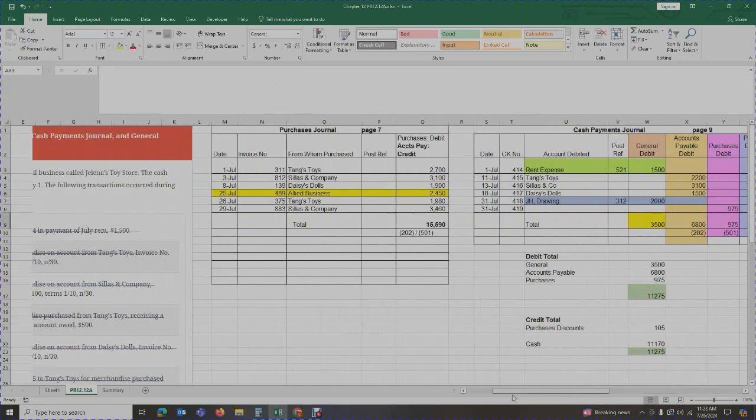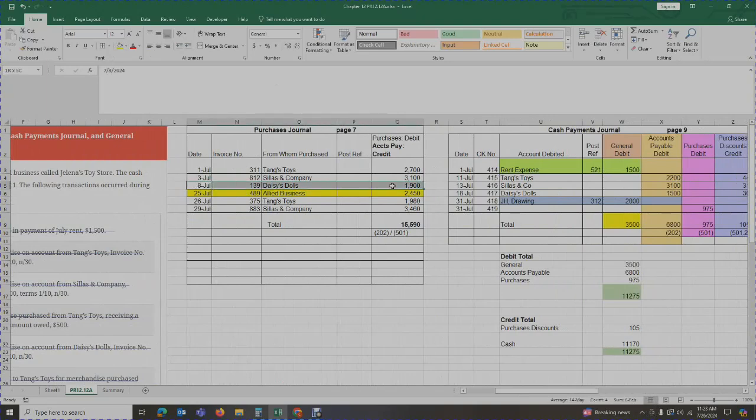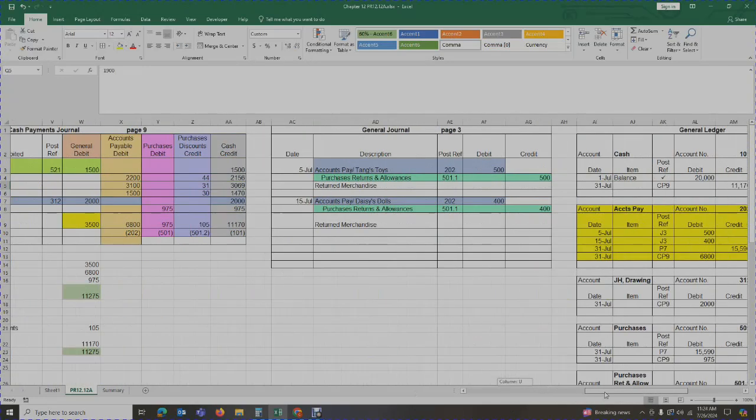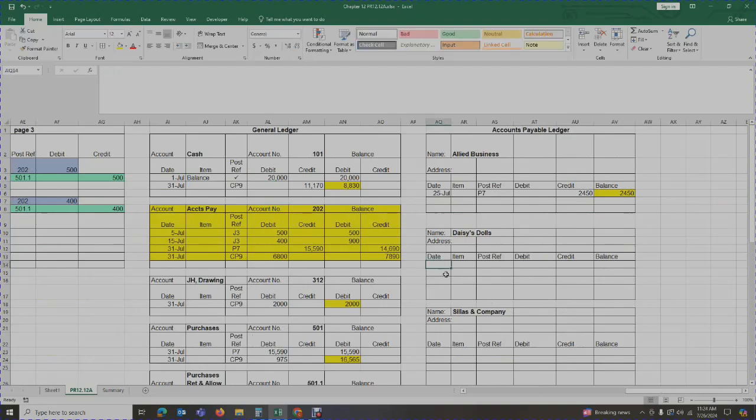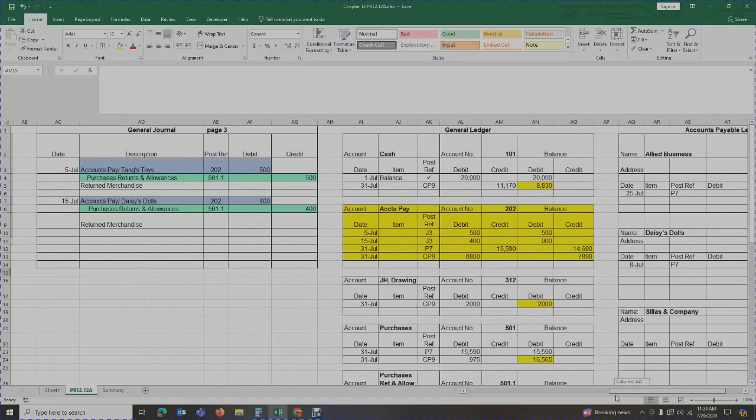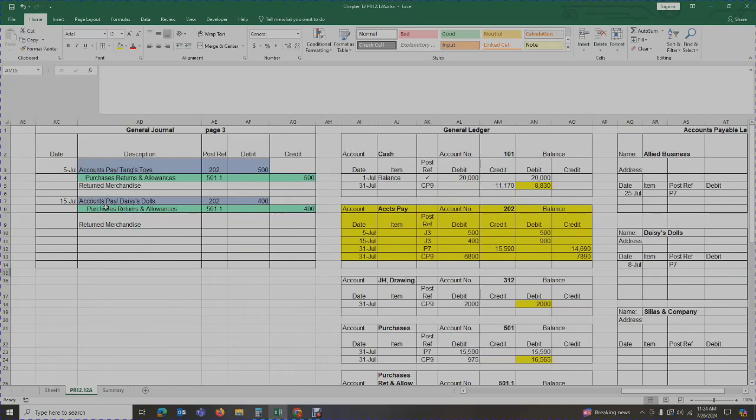Now we're going to look for Daisy's Dolls. For Daisy's Dolls, we have $1,900. This happened on July the 8th. So July the 8th, we have Purchases Journal number 7, and we have a credit of $1,900. And then there was a return for Daisy's Dolls. There was a return for $400.